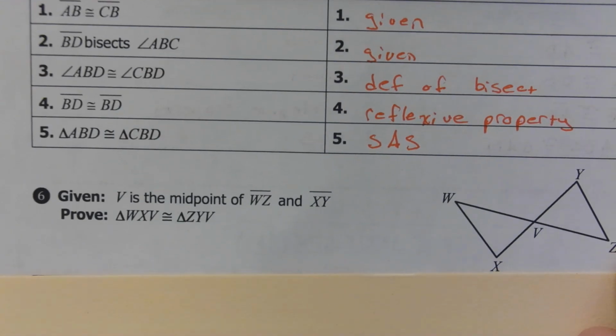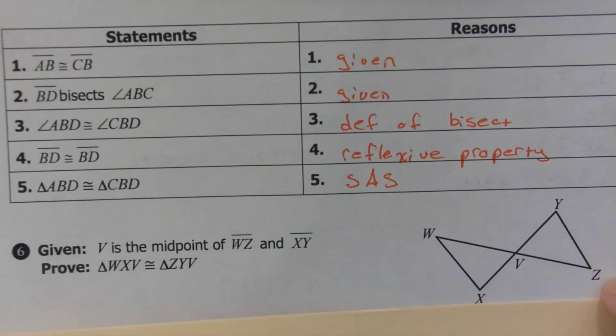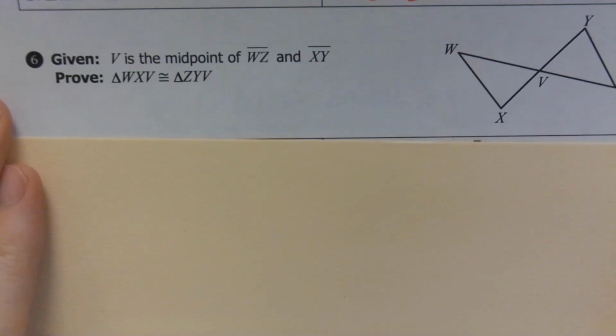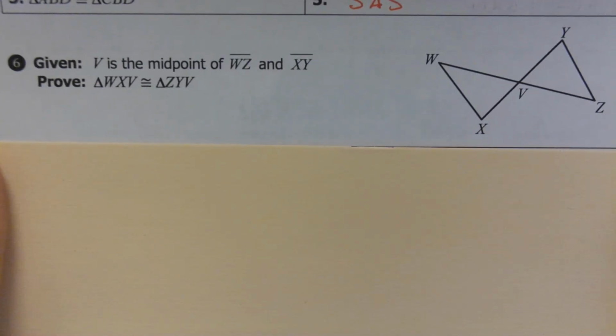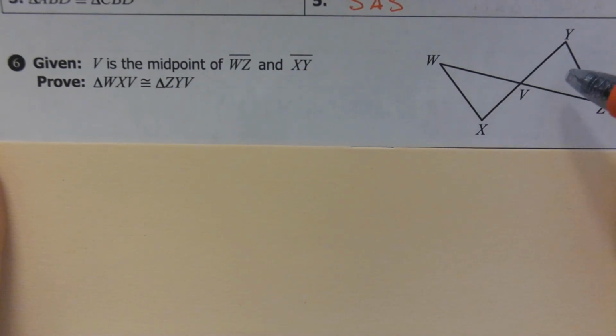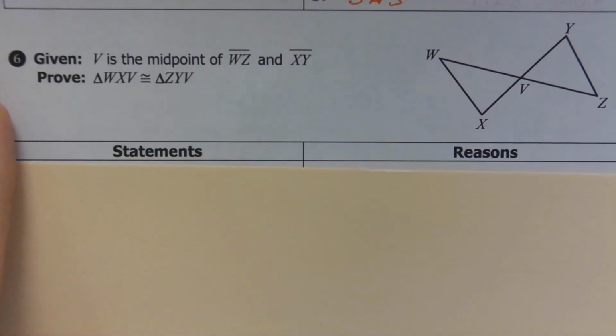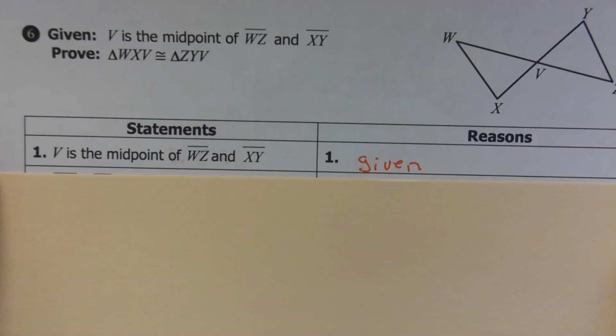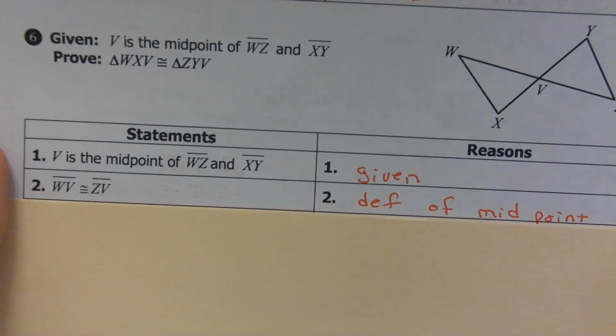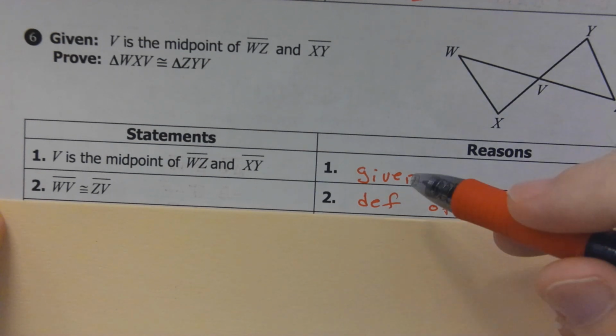Okay. Now we're only given one thing for this next one. One given. And that's V is the midpoint of WZ and XY. So WZ and XY, V is the midpoint. So that's our given. So WV and VZ, by the definition of midpoint, are the same.